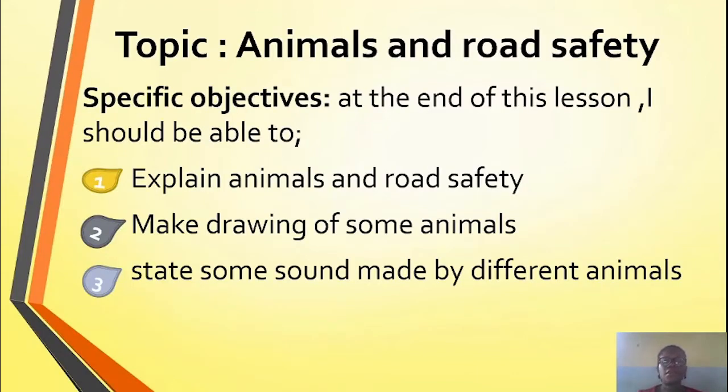Now, the topic for this week, week 4, is animals and road safety. The specific objectives are, at the end of this lesson, I should be able to: 1. Explain animals and road safety. 2. Make drawings of some animals. 3. State some sounds made by different animals. These are some of the specific objectives we are going to consider in this class. Please pay attention so that we can flow together.